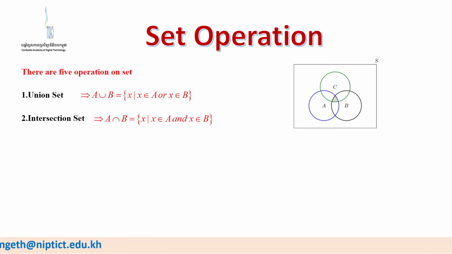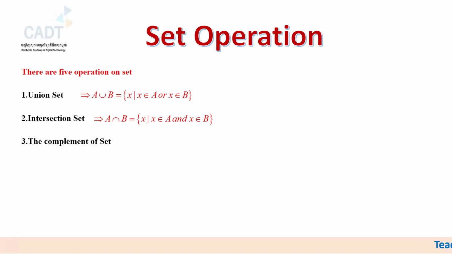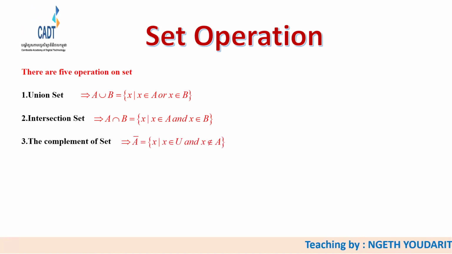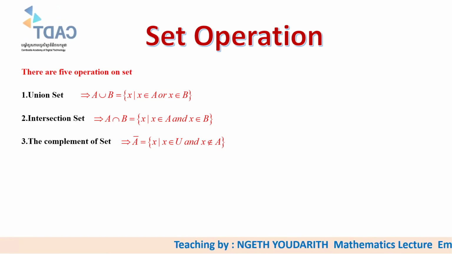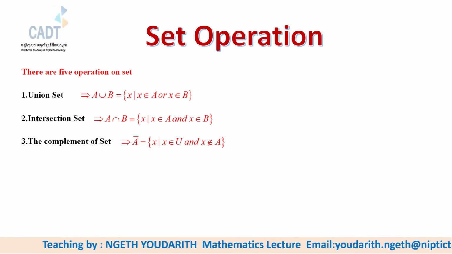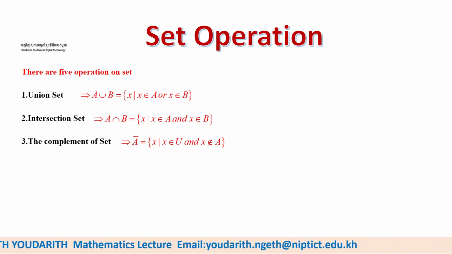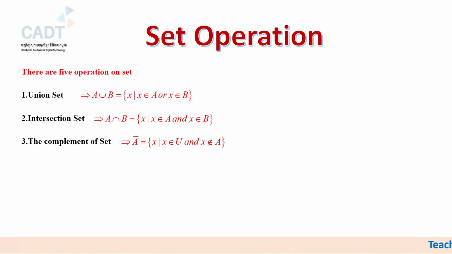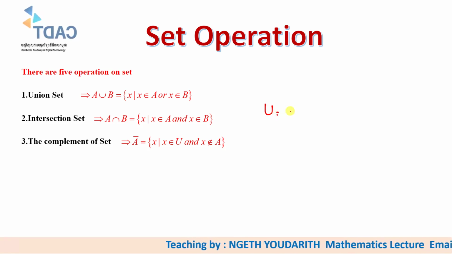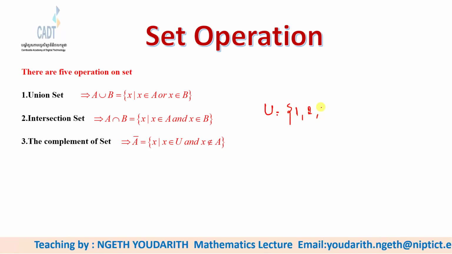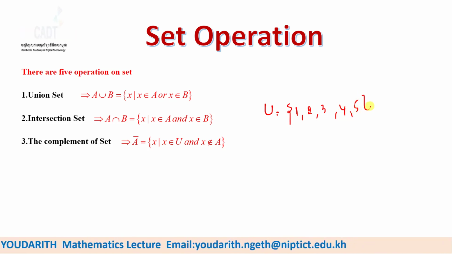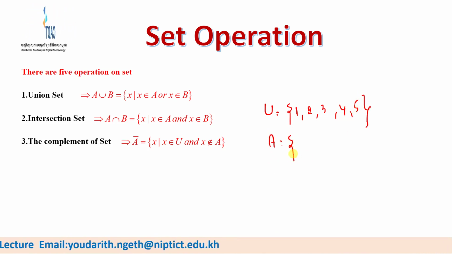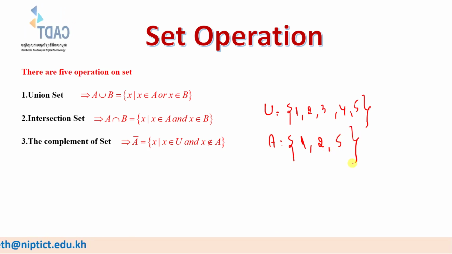Like this, there are three sets. The third is the complement of set. We can call it the complement of A. The complement of A equals X, such that X belongs to U, the universal set, and X does not belong to A. It means that, for example, we have our universal set like 1, 2, 3, 4, and 5. And A is 1, 2, and 5. This is only an example.